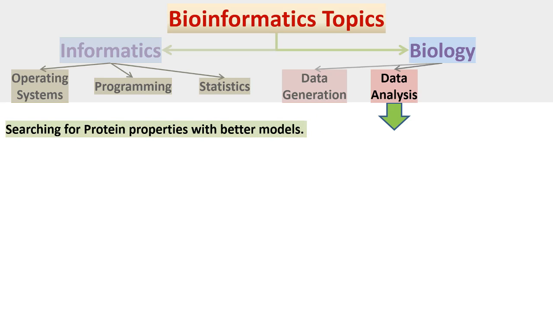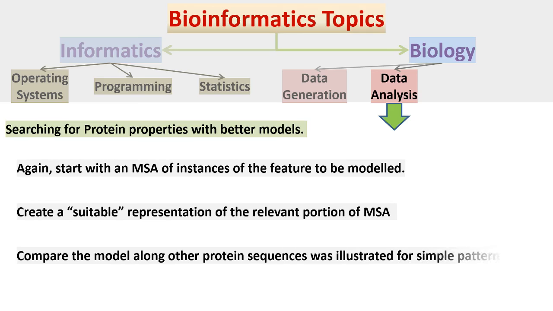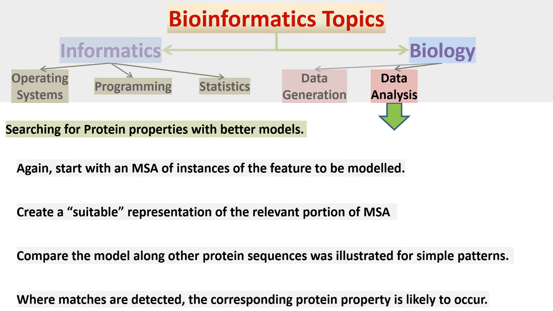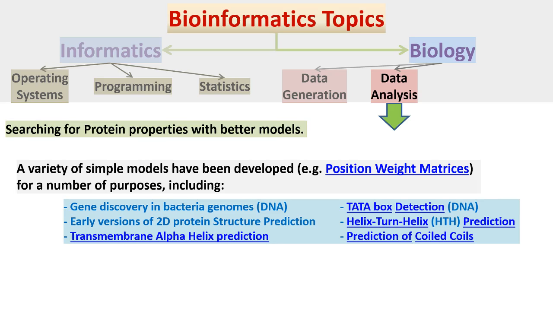Happily, there are more sophisticated solutions. Still using an MSA representing the feature to be modeled as a starting point, create a more complete model of the conserved feature. Slide the model across all proteins under investigation and come to a decision as to how meaningful any matches might be. Various simple models, or profiles, were implemented in earlier software, including position weight matrices. These profiles are used to detect various properties of both DNA and proteins.